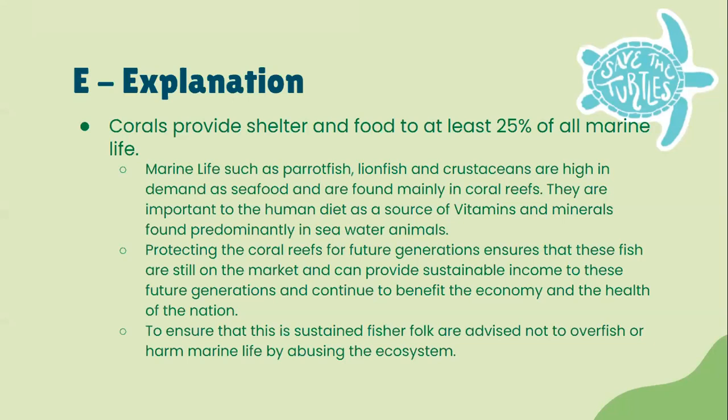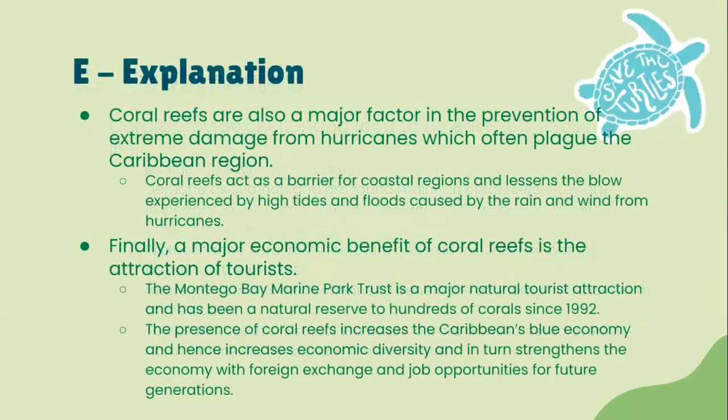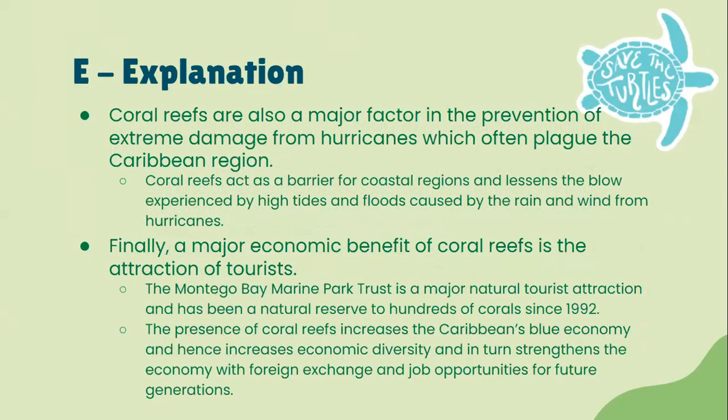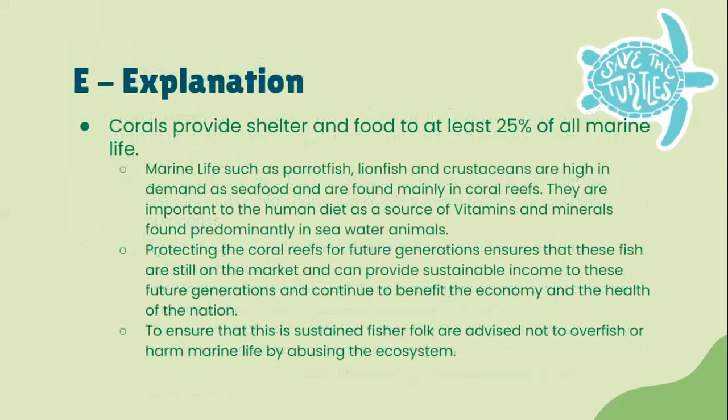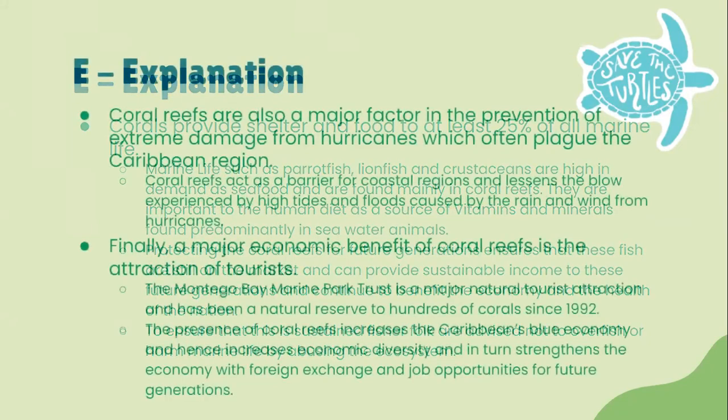To ensure that this is sustained, fisher folk are advised not to overfish or harm marine life by abusing the ecosystem. This abuse can be using boats, harmful fishing guns, and some nets. Coral reefs are also a major factor in the prevention of extreme damage from hurricanes, which often plague the Caribbean region.